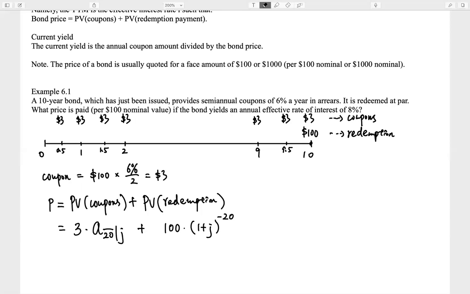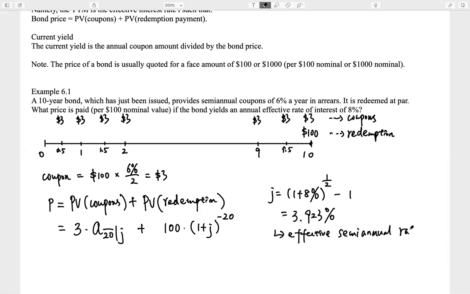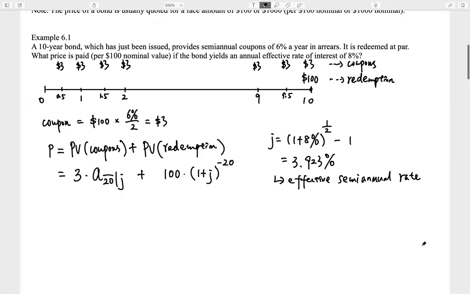So here j is going to be 1 plus 8%, take the half power, minus 1. So you can get this. It's about 3.923%. So this is the effective semi-annual interest rate, or semi-annual yield. Okay. This is my preference.